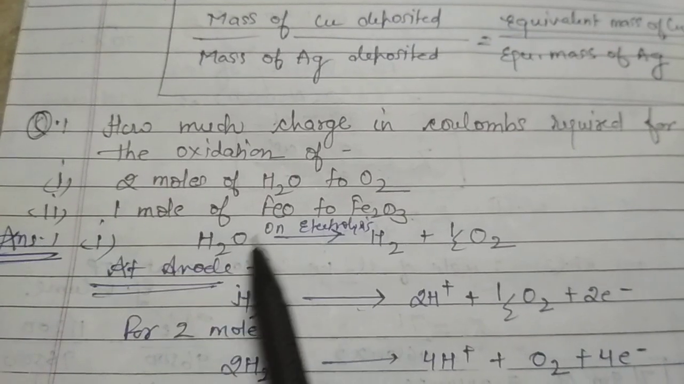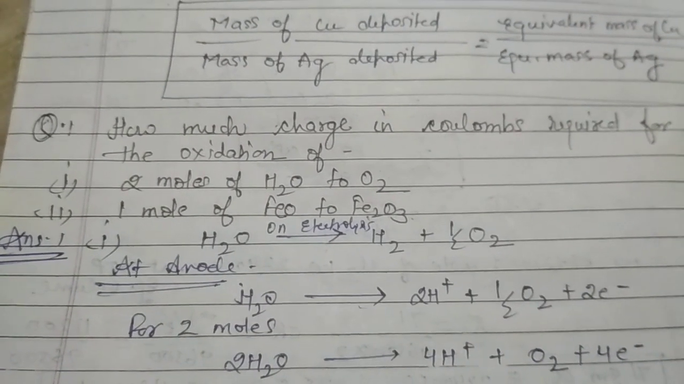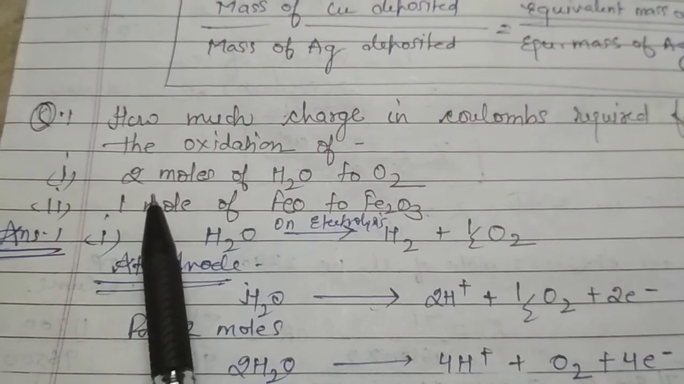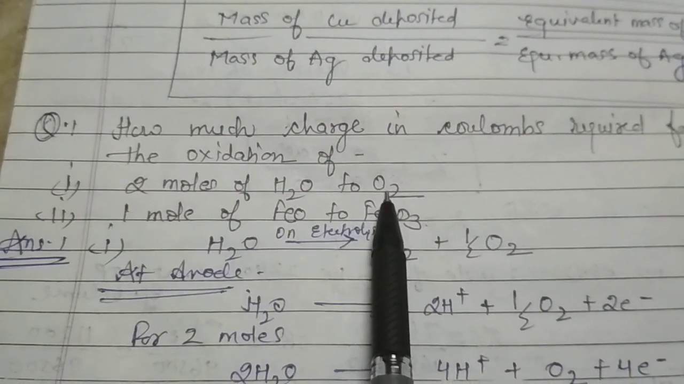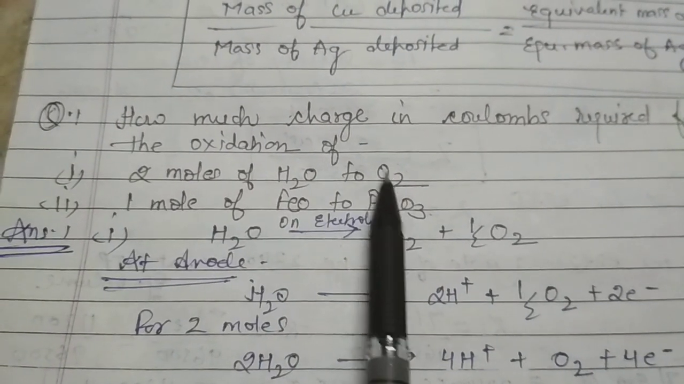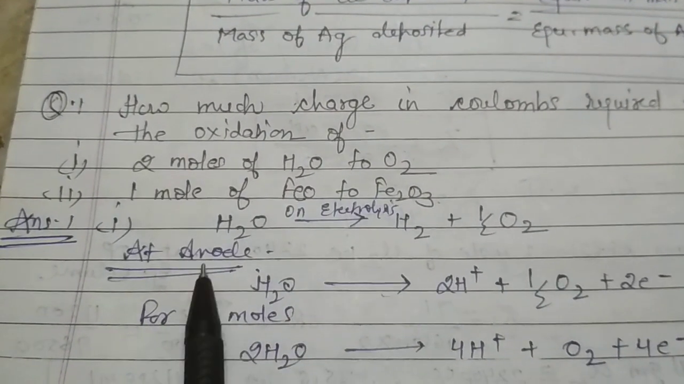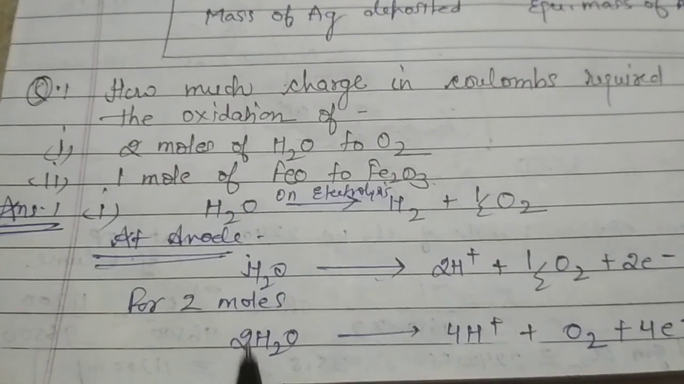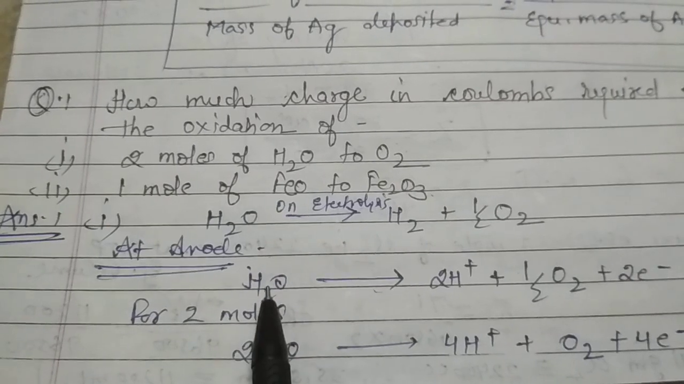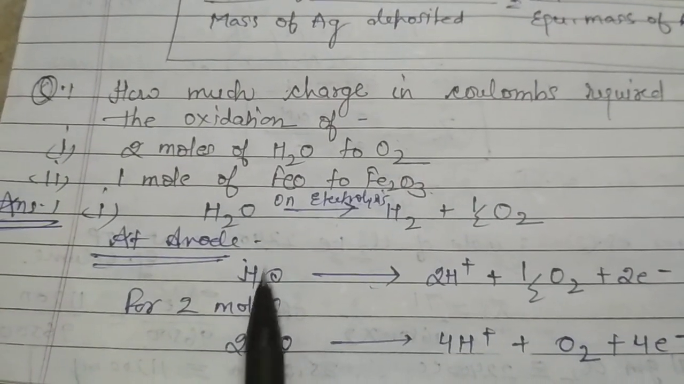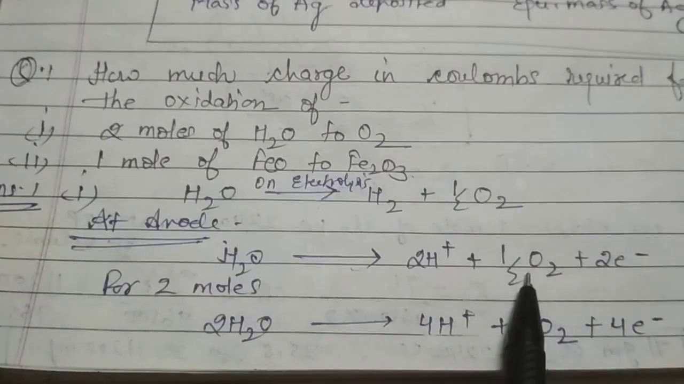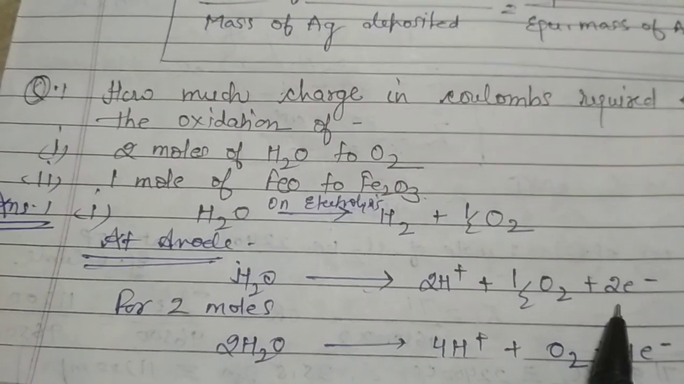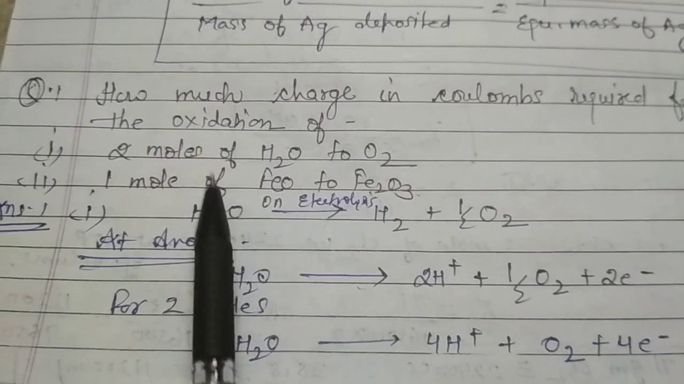We know that on electrolysis of water we get hydrogen and oxygen. As the question is about water to oxygen, that is the oxidation part of electrolysis. It means we are to discuss the reaction that takes place at the anode only. So at the anode, 1 mole of water is oxidized to half mole of oxygen by de-electronation of 2 electrons. Here we are able to see this, but we have been asked for 2 moles.